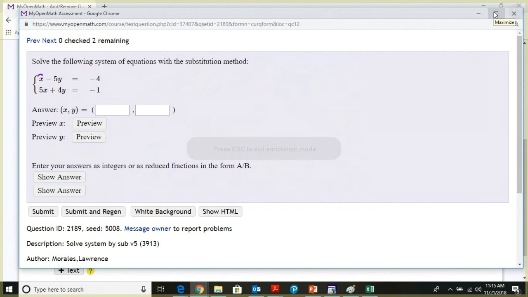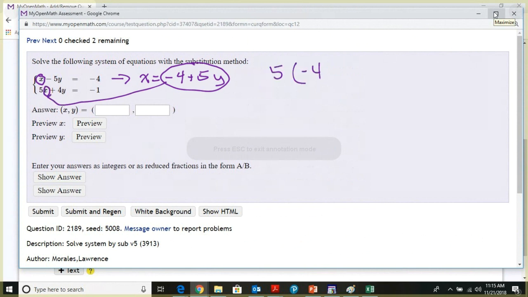But as I'm looking at this, it seems like it'd be easiest to solve for x, because otherwise we're going to have to divide and end up with fractions. So from the first one, we see that x must be -4 plus 5y. So you see it solves nicely for x. Now I'm just going to plug this in for that x right there. So be careful to use parentheses here.